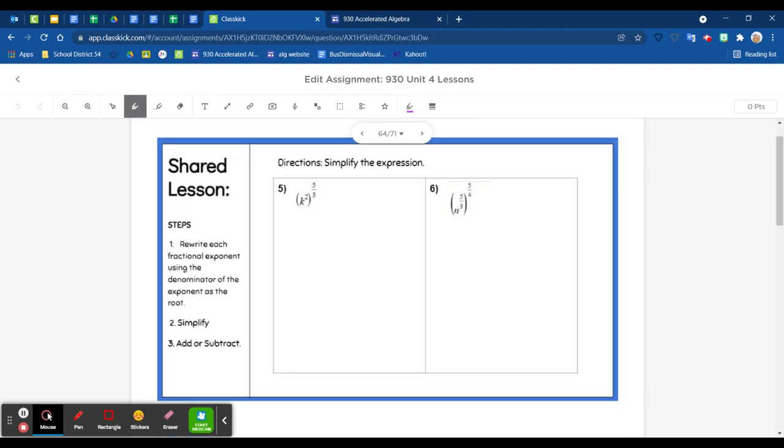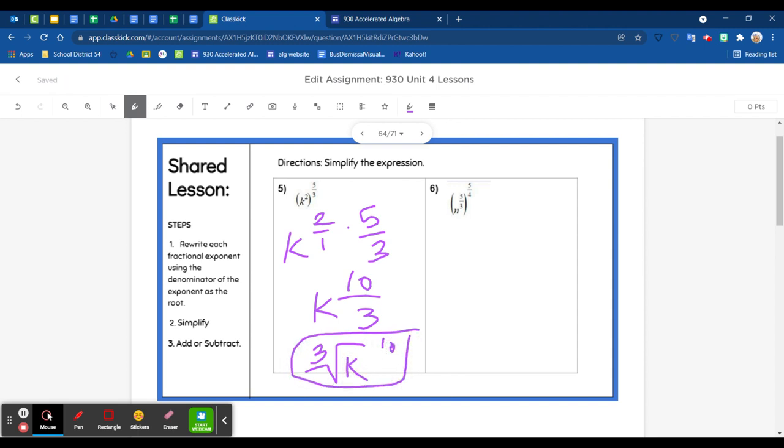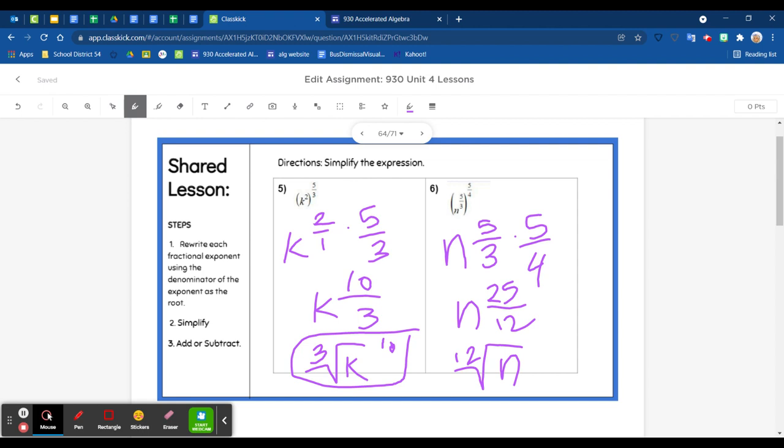All right, we're practicing with our powers of powers again. So we have k to the power of 2 over 1 times 5 over 3. We're going to get k to the power of 10 over 3. And let's go ahead and rewrite this to be the cube root of k to the power of 10. All right, n to the power of 5 over 3 times 5 over 4. We're getting n to the power of 25 over 12. 12 is the degree of the root, n is under the radical, and 25 is the power.